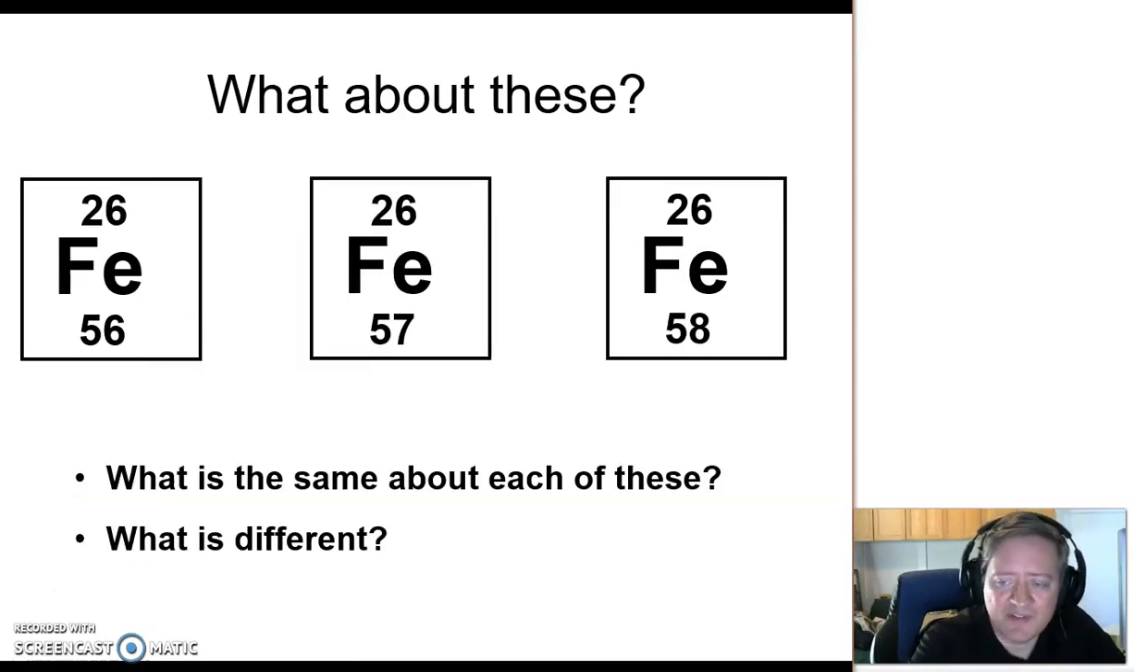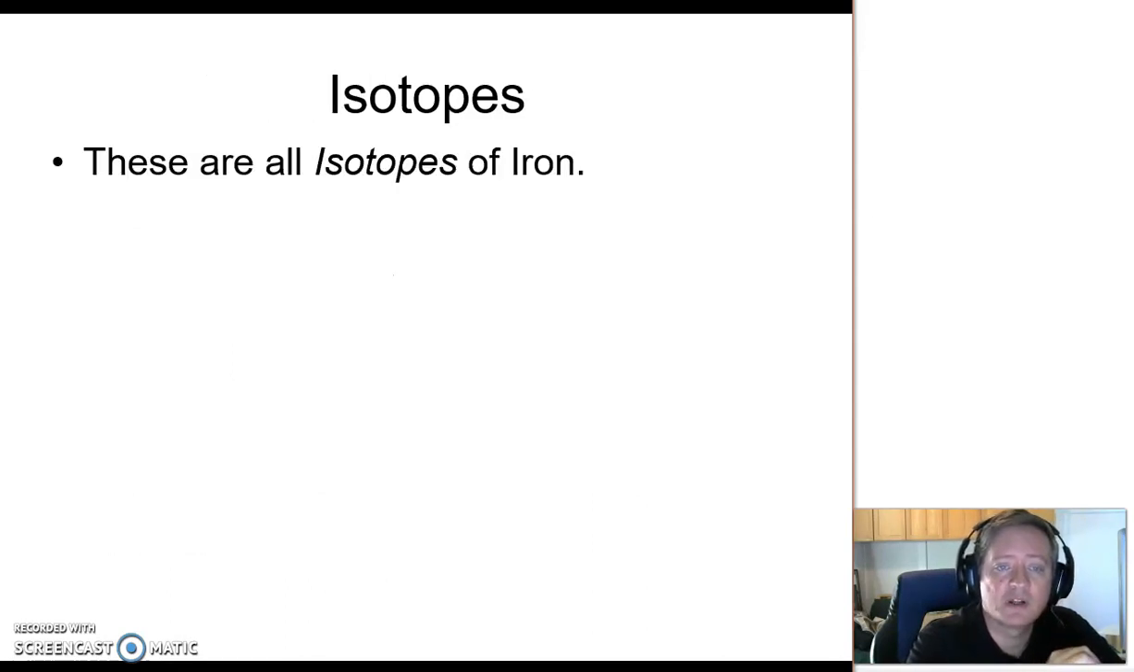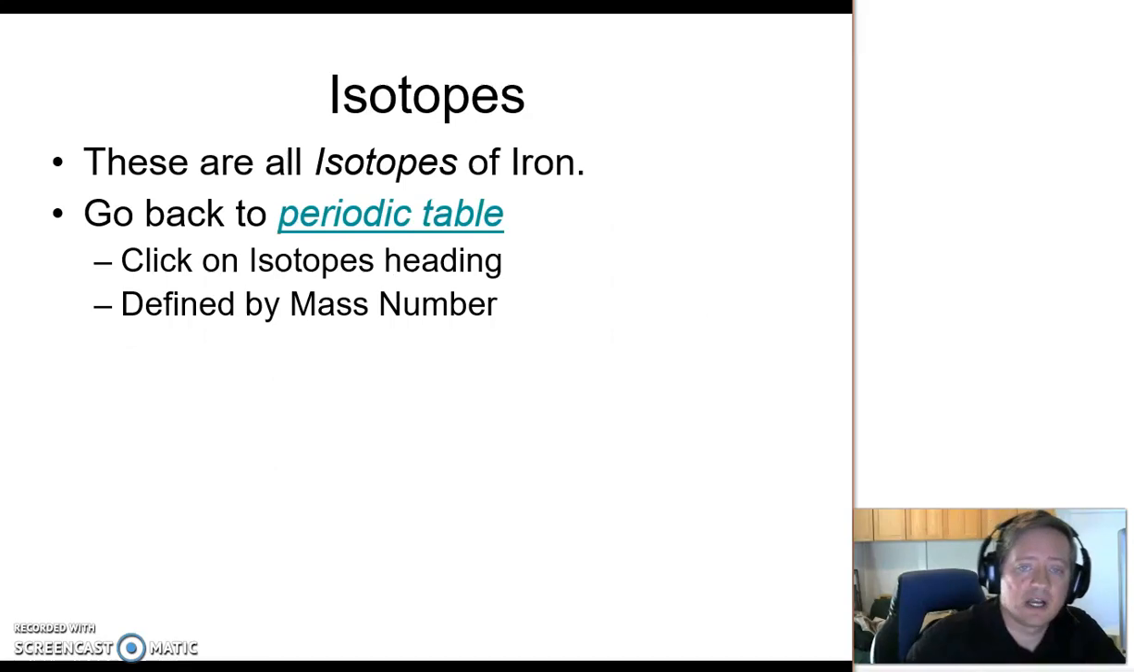Now, what do you notice about these three? Well, they're all Fe, which means they're all iron. The atomic number is all the same, 26, 26, 26, that's all good. But if you look at the bottom, the 56, 57, 58, that's your atomic mass. Those are all different. So what has to be the same? Well, they all have the same number of protons, so they all have to be iron, but they all have a different number of neutrons. This is what makes them different, and this is what we call an isotope. These are all isotopes of iron.